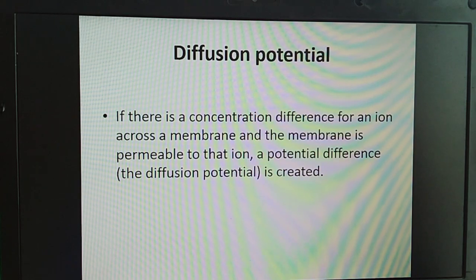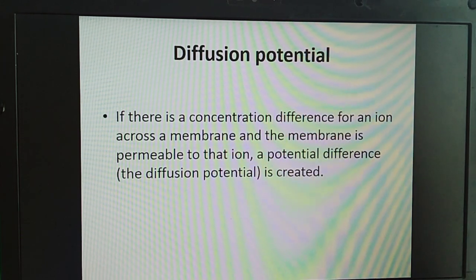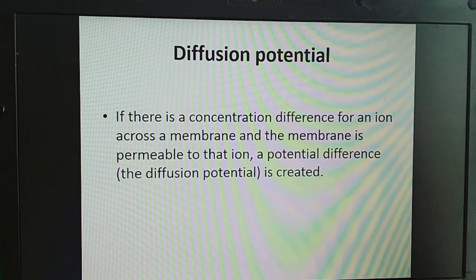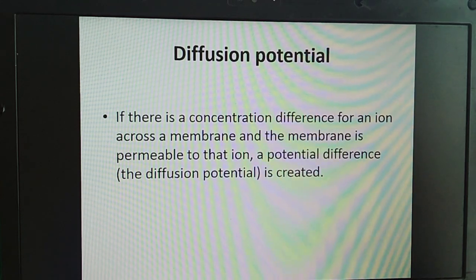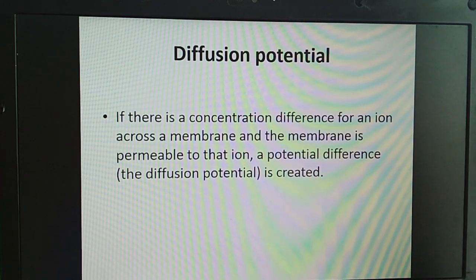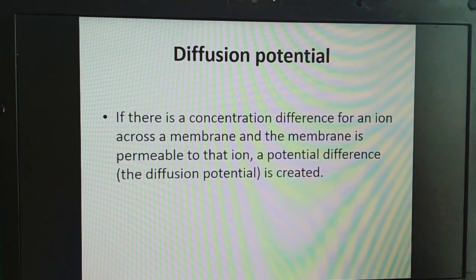Basically, it is created by a concentration difference of an ion across a membrane, and the membrane should be permeable to that ion. It means that unequal distribution of the charges occurs across the cell membrane, and those unequally distributed charges tend to align across the cell membrane, and that gives rise to the potential that has the capacity to perform work. So diffusion potential is not different from membrane potential.